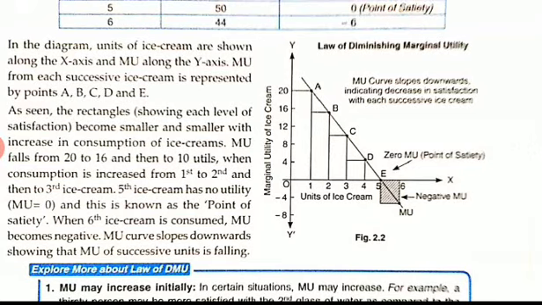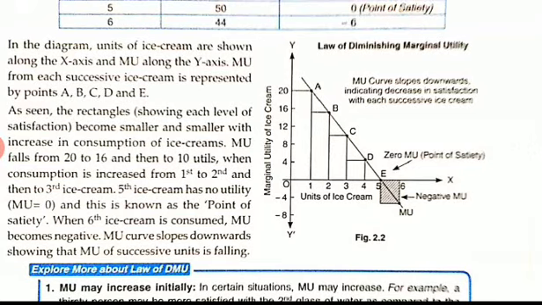As seen in this figure, the rectangles are slowly becoming smaller and smaller with the increase in the consumption of ice cream. MU falls from 20 to 16 and then to 10 utils when consumption increases from 1 to 2. If you can see, the units are measured on the x-axis. From 1 to 2, if consumption is increasing, the marginal utility is falling, isn't it? And then to the third, it is also falling further.